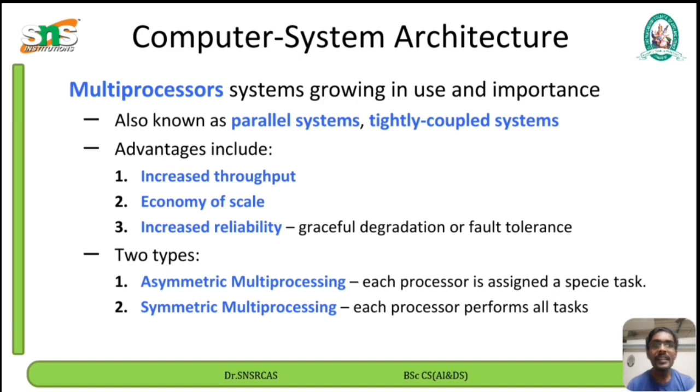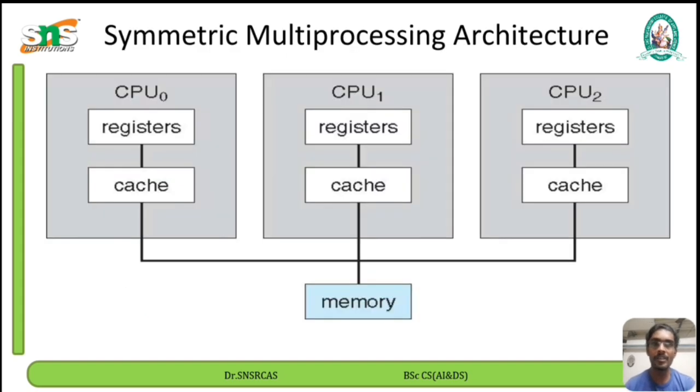Multiprocessors are of two types, asymmetric and symmetric. In asymmetric multiprocessing, each processor is assigned a specific task. It can do only one specific task at a time. Whereas in symmetric multiprocessing, each processor performs all the tasks. It is not mandatory that every processor must do only one task at a time. All the processors performing all the tasks is called symmetric multiprocessing.